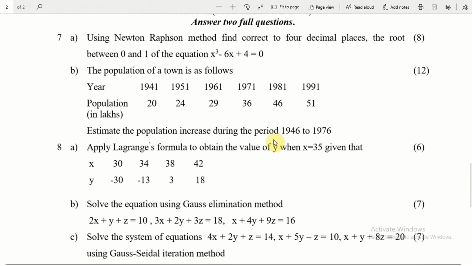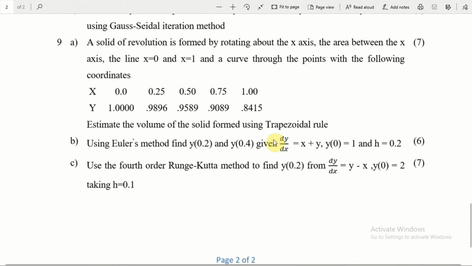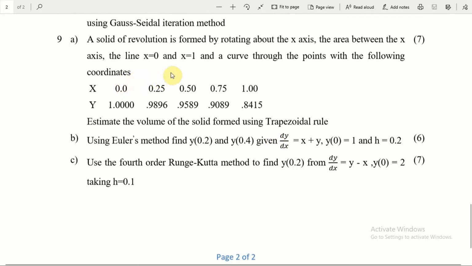So let us take a look at Part C. These are the Part C questions. Among these questions, 3 questions came from Module 6. The questions are 9A, 9B and 9C.